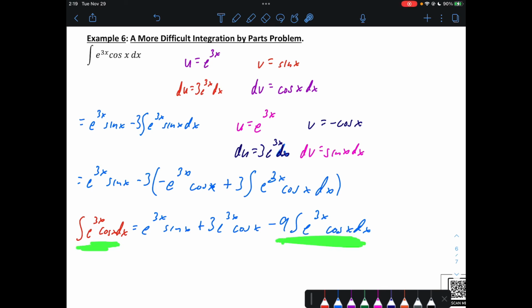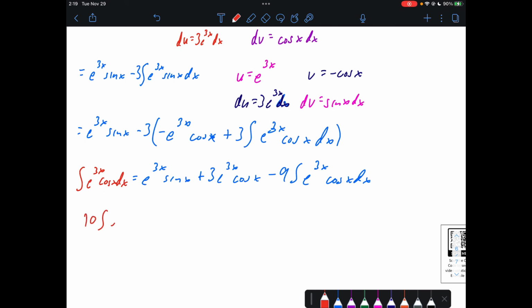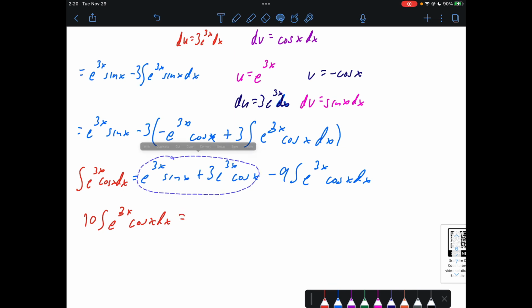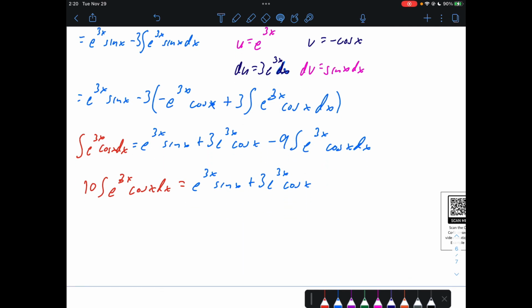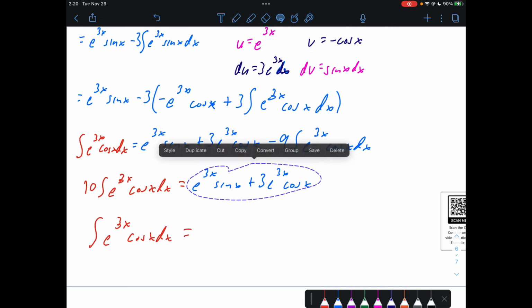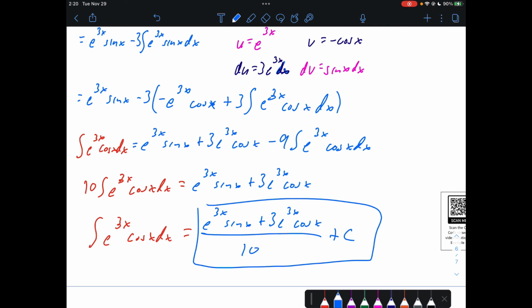What if I added this 9 over to the other side, and I got 10 integral e to the 3x cosine x dx equals that. Now if I can simply just divide by 10, my final answer would be this over 10 plus c. It's a little bit of combination of calculus and a lot of algebra there as well.